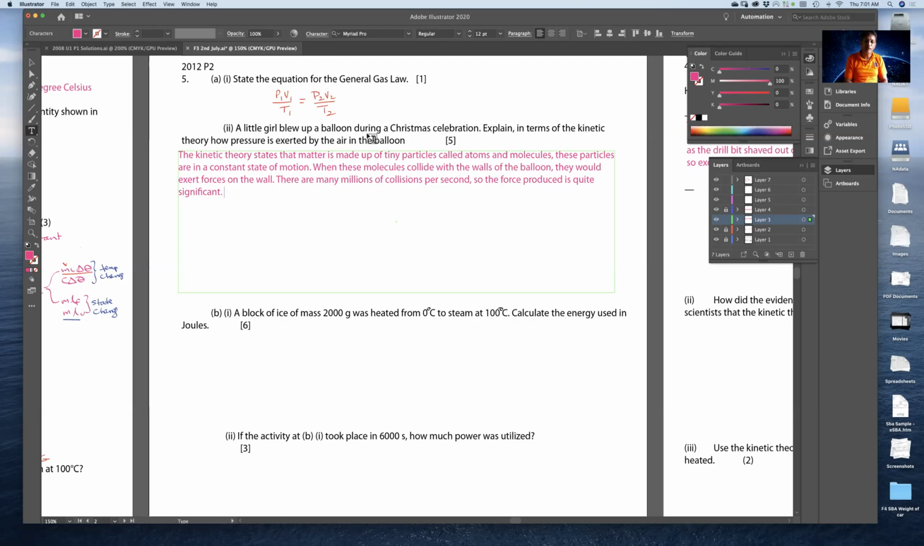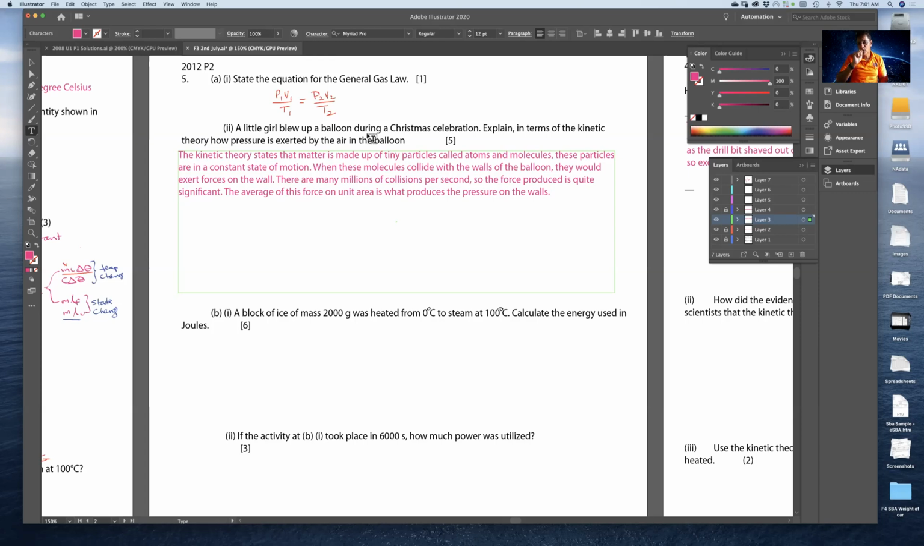Now these walls have an area, and we know the average of this force of molecular collision on unit area is what produces the pressure on the walls. So this is how, in terms of the kinetic theory, a pressure is exerted by the air on the walls of the balloon. They're moving very rapidly.